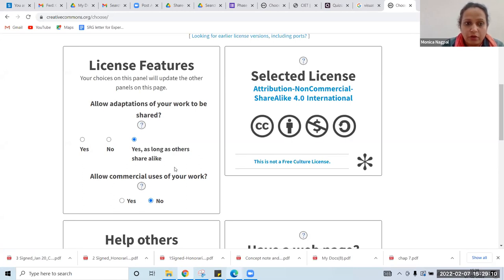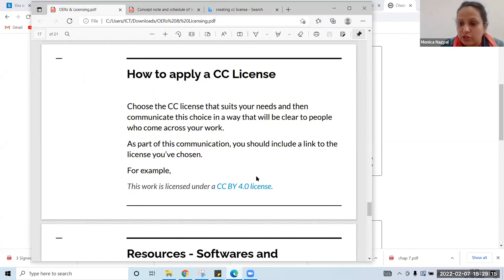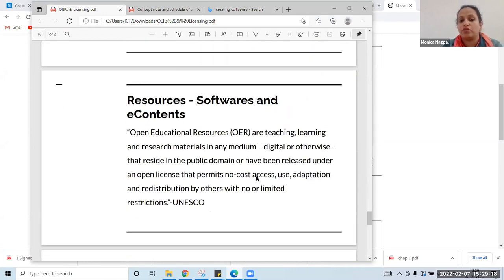Now I will go back to my presentation. We have learned how to apply a CC license. This way we can create a CC license for our resources. Now, what is an OER? Jumping from CC to OER. OER is basically open educational resources. What does CC do? CC makes our resources open. Open for reuse, open for reshare, open for re-edit, open for using for commercial purposes, whatever reasons we have discussed in CC licenses, that make a resource open.